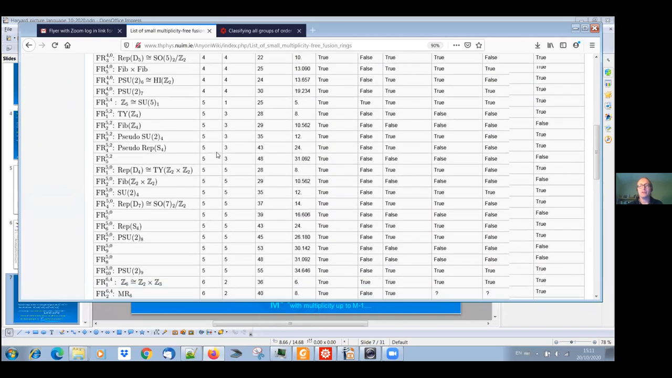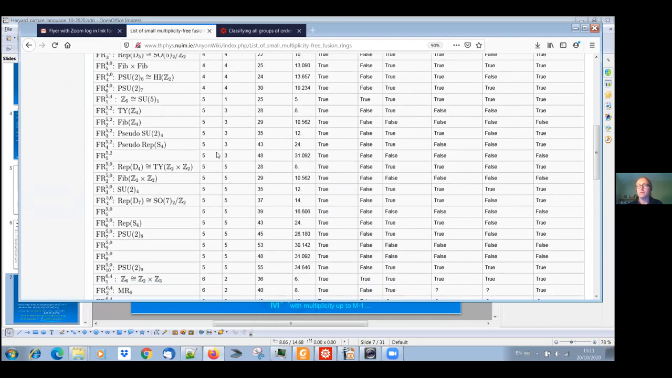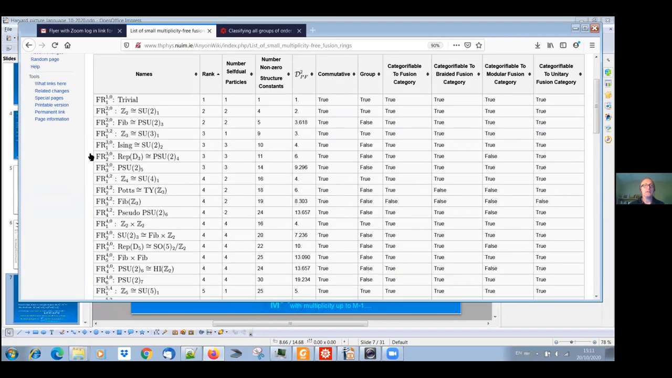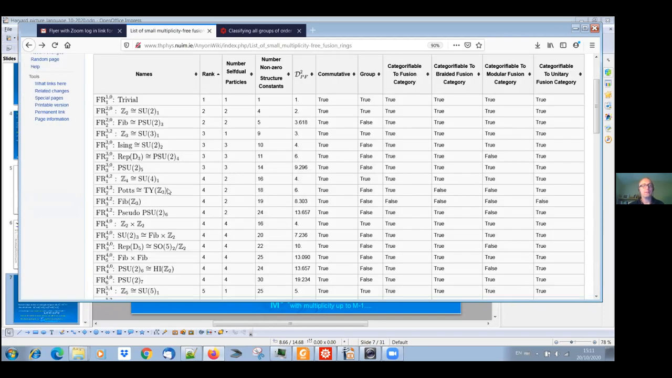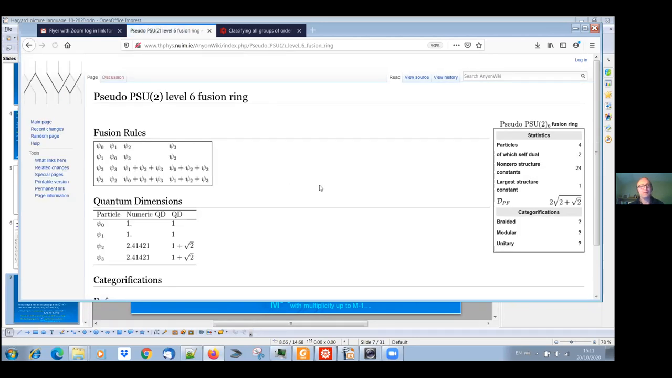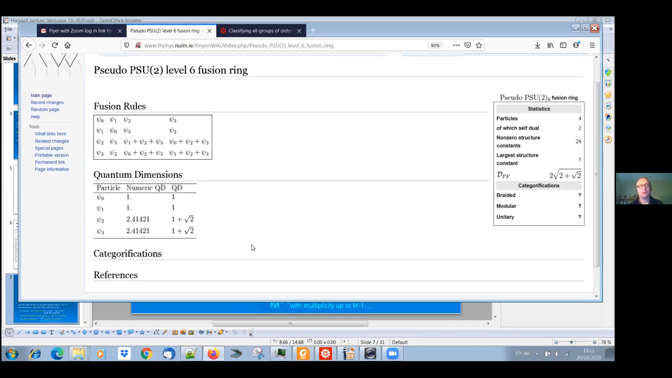You can also sort so that all the modular theories come first after the rank, so that you can not worry about non-modular theories if you want to, or just look only at the non-modular theories. And you can also click on every one of the rings and immediately be sent, for example, to the fusion rules for that ring. This is a particularly boring one, but slightly more interesting would be, for example, this one. And then it also tells you the quantum dimensions of the individual particles.